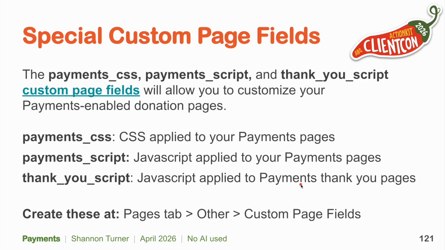So when we added payments pages, we used some custom page fields to add extra functionality to those pages. These are payments CSS, payments script, and thank you script. These may not exist in your ActionKit yet. You may need to create them if they don't exist already. Payments CSS is for CSS that gets applied to your payments pages. That's cascading style sheets. Payments script is for JavaScript that gets applied to your payments pages. And thank you script is for JavaScript that gets applied to your payments thank you pages.